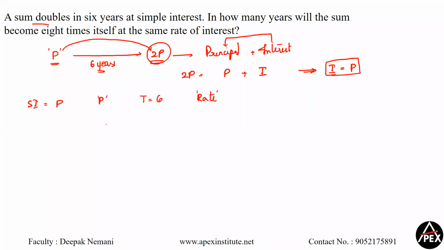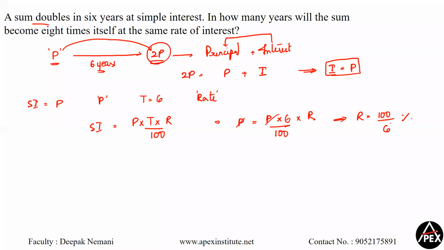Okay. So simple interest is equal to P into T into R by 100. Here simple interest is equal to P. Principal is P. Time period is 6 years. Let the rate of interest be R. This implies the rate of interest here is 100 by 6. Okay, so when the rate of interest is 100 by 6%, a sum doubles itself in 6 years.